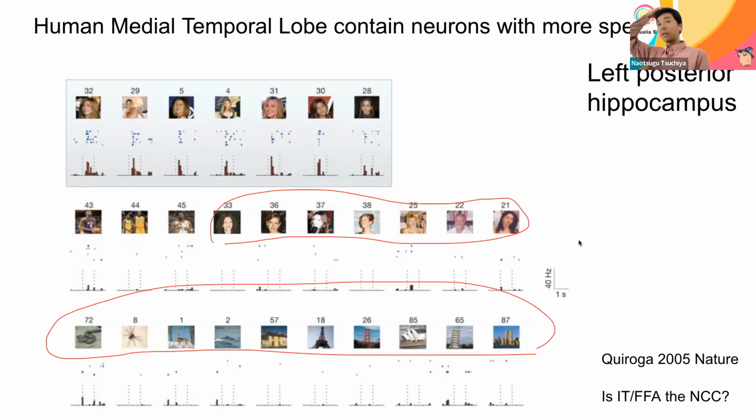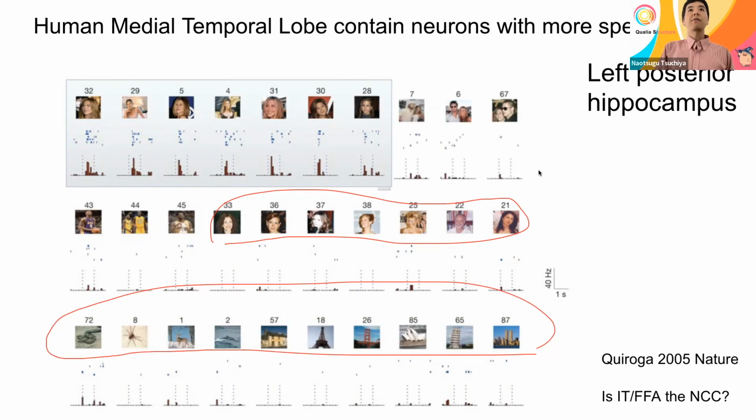So they named this maybe a Jennifer Aniston neuron. Interestingly, it happened to be the case that when she was married to Brad Pitt, there were lots of couple photos like this. But when they are paired, there was not much reduced response to the pair of Jennifer Aniston and Brad Pitt.